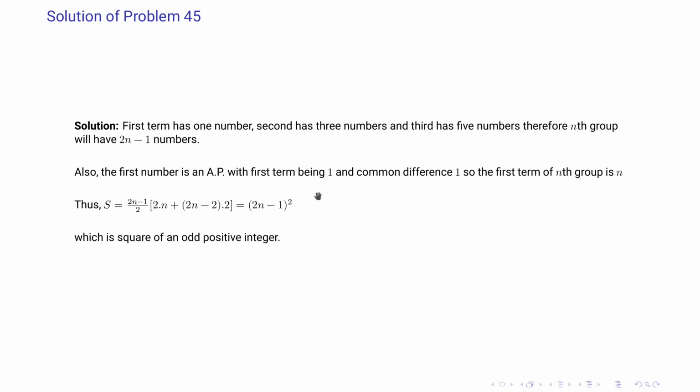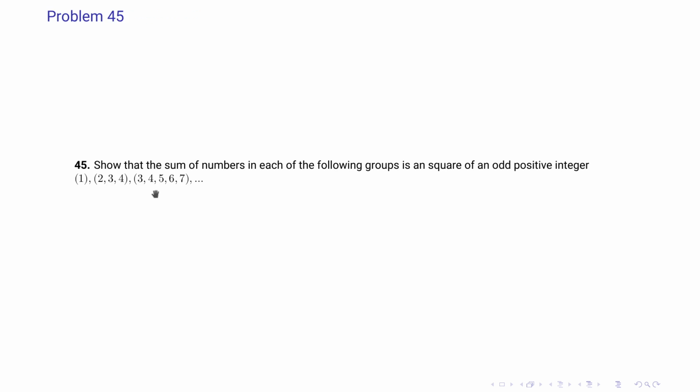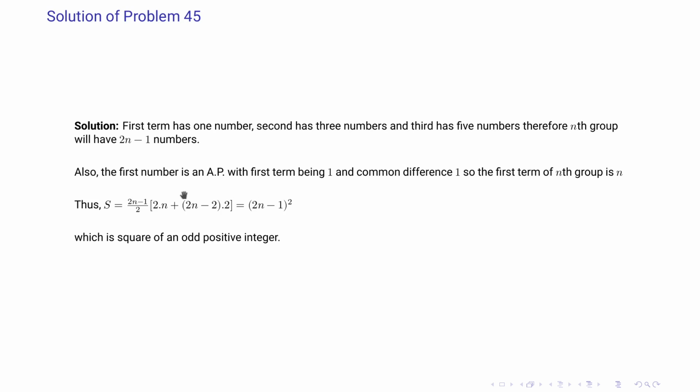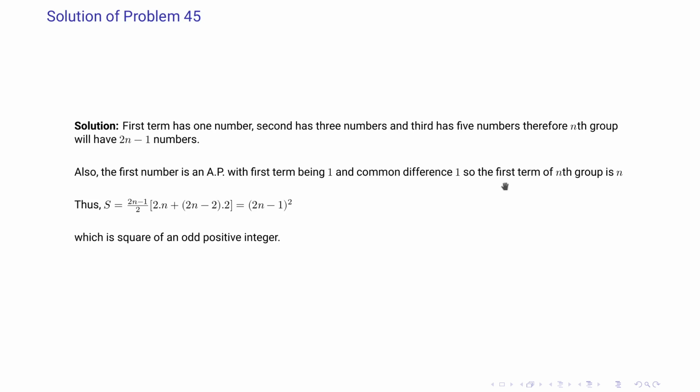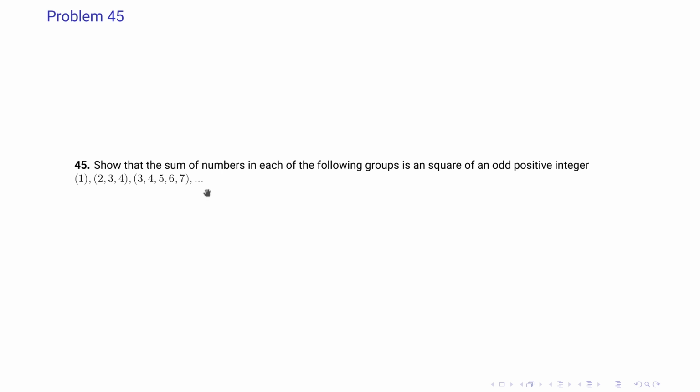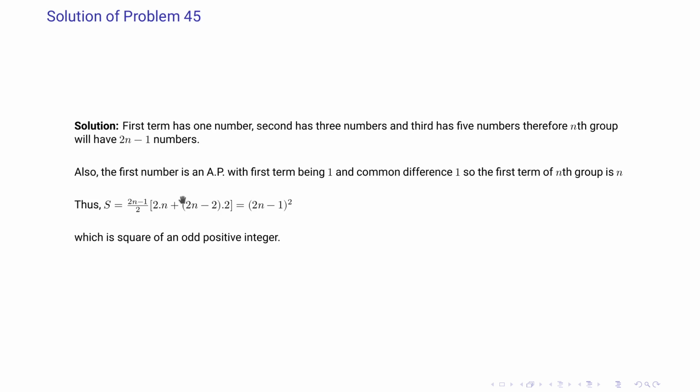So what I mean to say is that first term of the AP is 1 here. Okay. So the first term of nth group would be how much? So this is 1, 2, 3. Okay. So this 3, 4 is repeated. 1, 2, 3. So after that 4, 5, 6, 7. So nth group would have n as the first term.